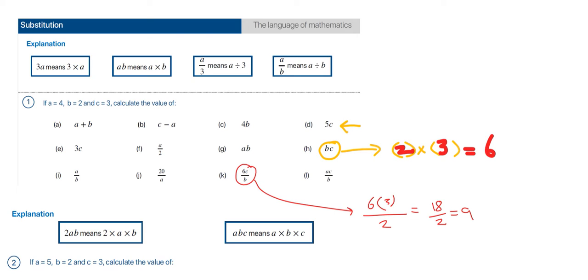Let's do one more, and then you can have a go at the exercise. It's reasonably straightforward. So we've got something divided by 2. We know that A is 4. 4 divided by 2 is 2. Okay, so have a go doing the rest. Pay attention to the explanation, what each of the terms mean.